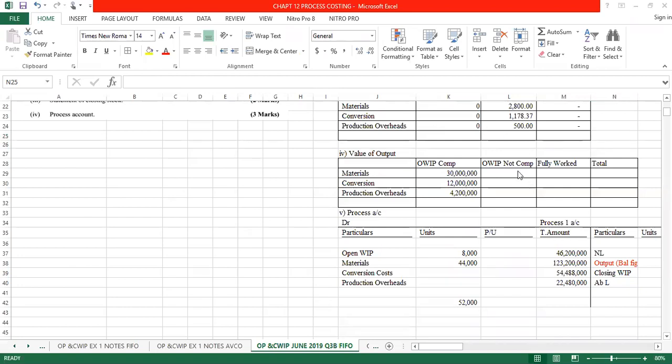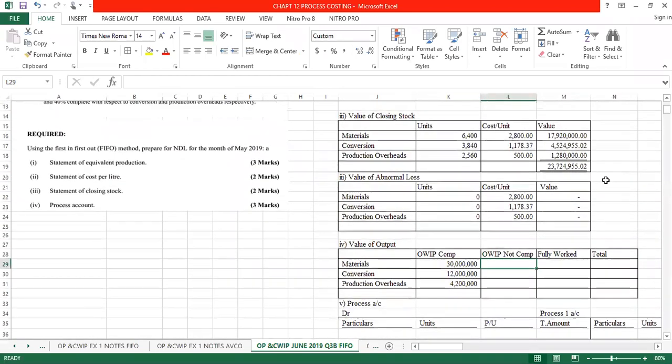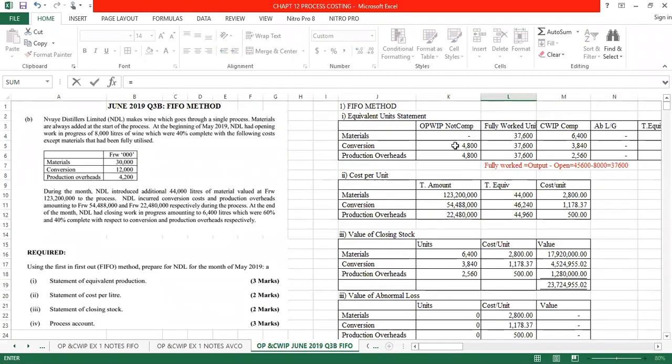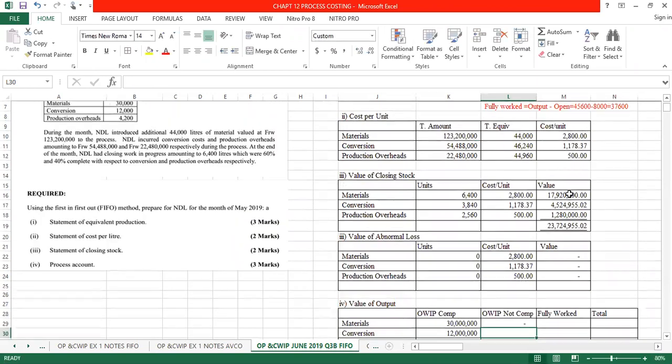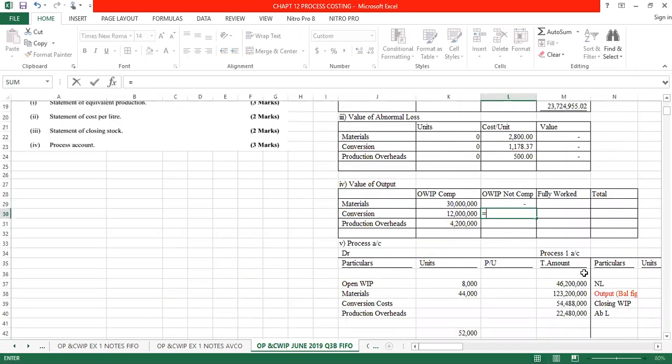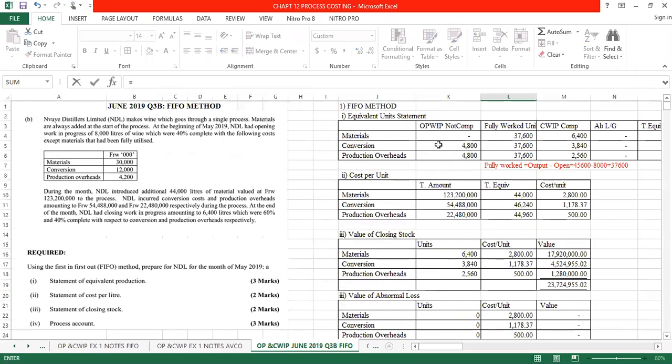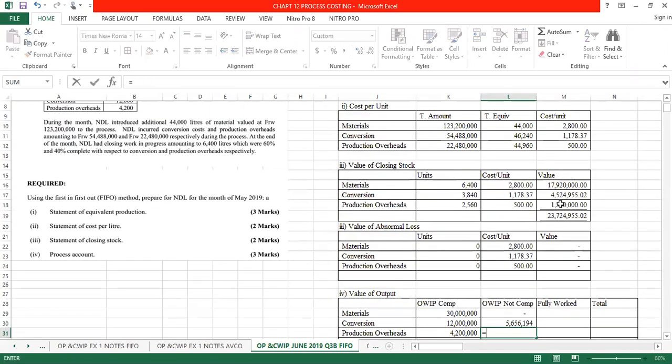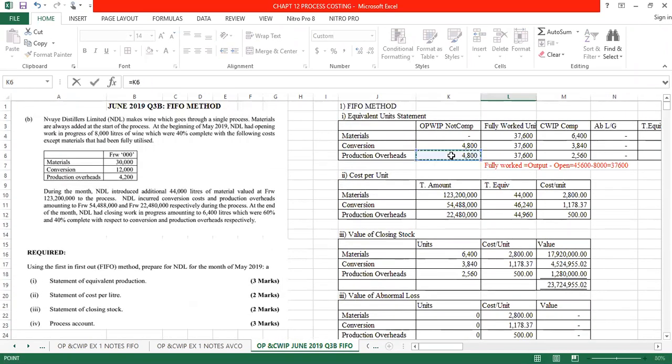Okay, so opening not completed is not given, you must calculate. So you take that times the cost per unit. You remember what we did in the previous question. Opening not completed is not given, you must calculate, times cost per unit. The last one also equals that times the cost per unit.